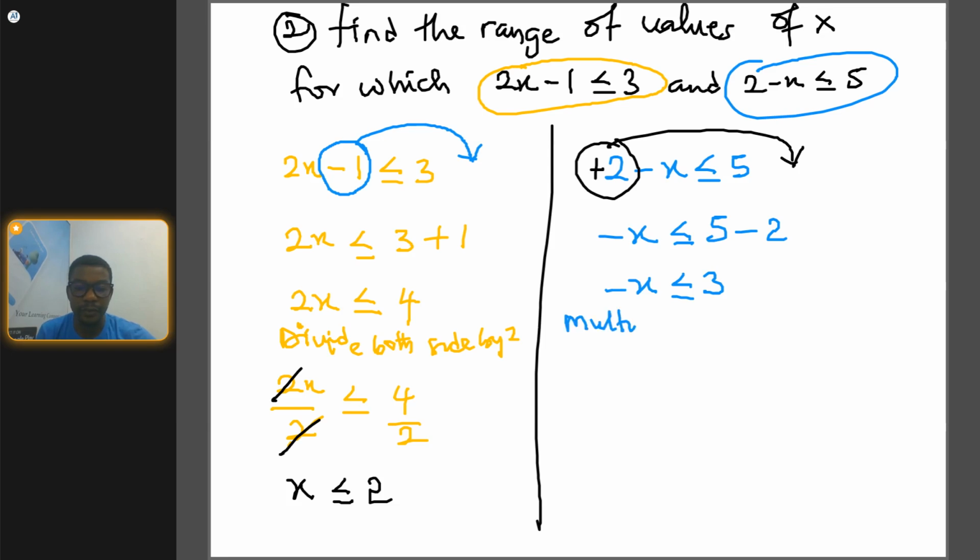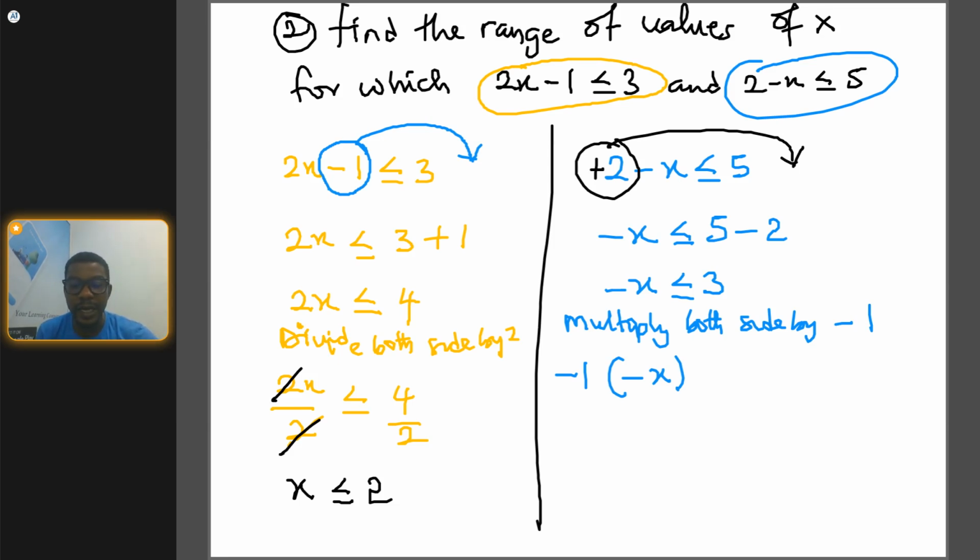Multiply both sides by minus 1. That is minus 1 in brackets times minus x. Okay, now because I'm multiplying by a negative integer, you have to take note of that. Because I'm multiplying by a negative integer, my inequality sign must change.